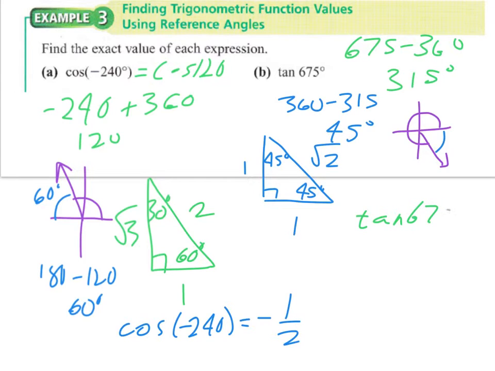So tangent of 675 would be negative, and the reference angle again being the 45 degrees. Tangent is opposite over adjacent, and you could really use either of the 45-degree angles because opposite over adjacent either way ends up being 1 over 1. So tangent of 675 is just negative 1.